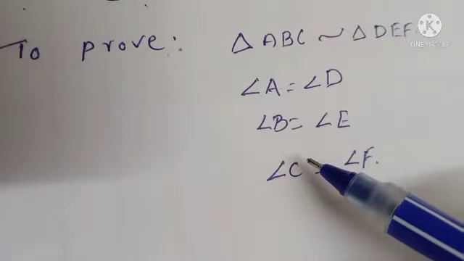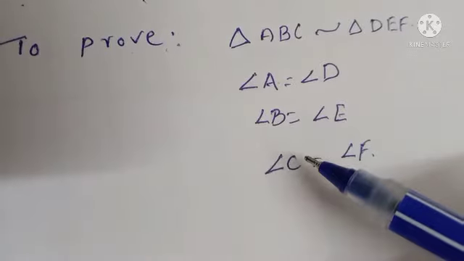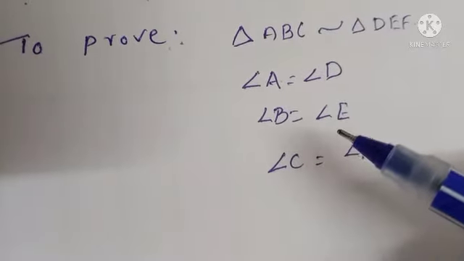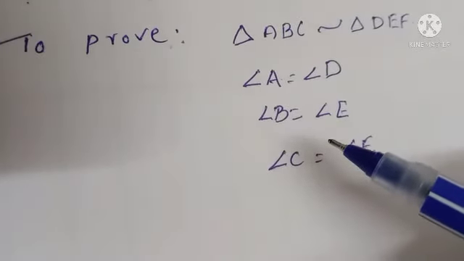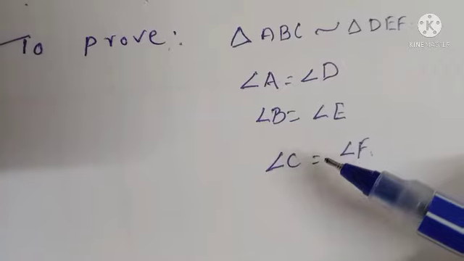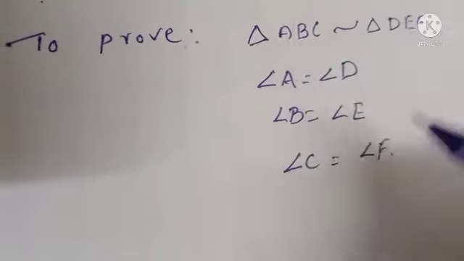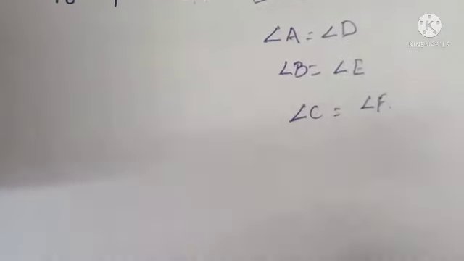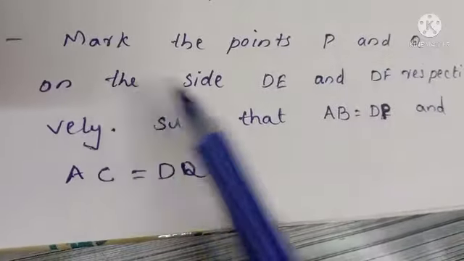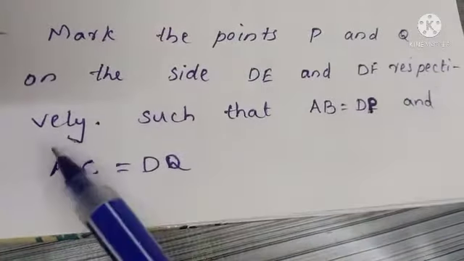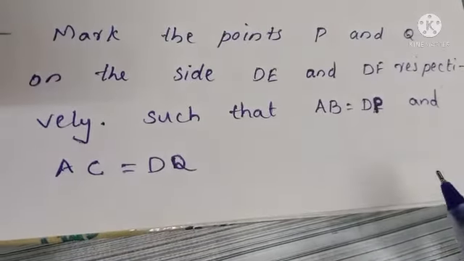For this also we have to do one construction, as in Theorems 6.3 and 6.5. That means the AAA similarity criteria and the SAS similarity criteria. In the same way, here also there is a construction. What will be the construction? The construction is: mark the points P and Q on the sides DE and DF respectively such that AB equals DP and AC equals DQ.